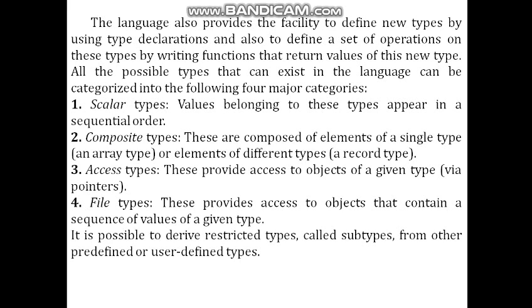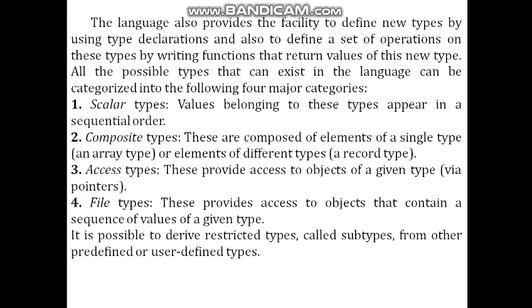Third is the access type. Access type provides access to an object of a given type via a pointer. Yes, access type is also a pointer type, and it gives access by allowing the pointer. And the last one is the file type. File type provides access to an object that contains a sequence of values of a given type.